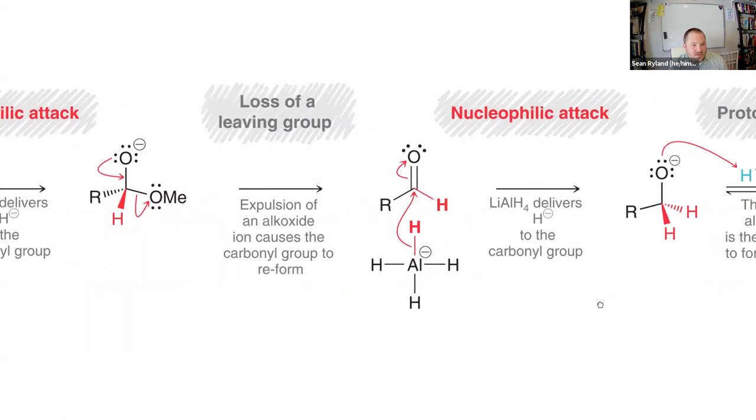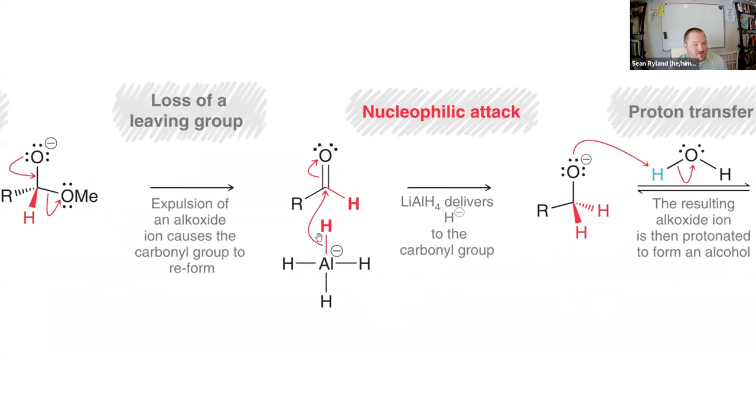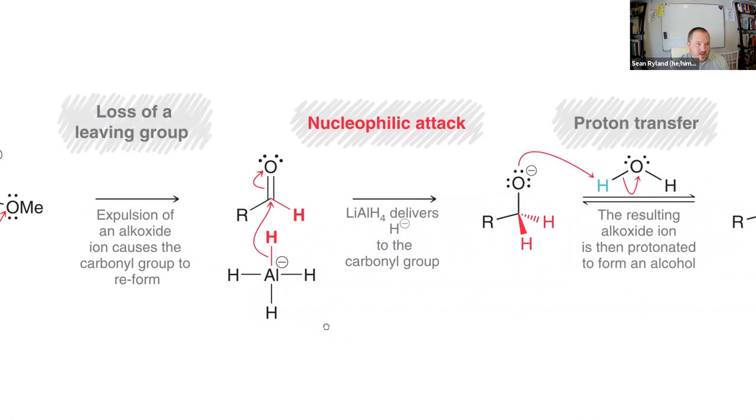And then we just do the same thing. Now we have an aldehyde, so we need more lithium aluminum hydride. The stoichiometry is different if we're reducing an acid derivative versus an aldehyde. We need a 2-to-1 ratio instead of a 1-to-1 ratio of the aluminum hydride.